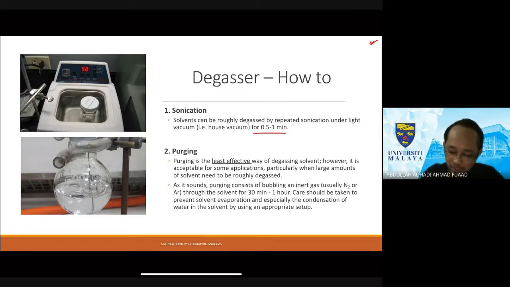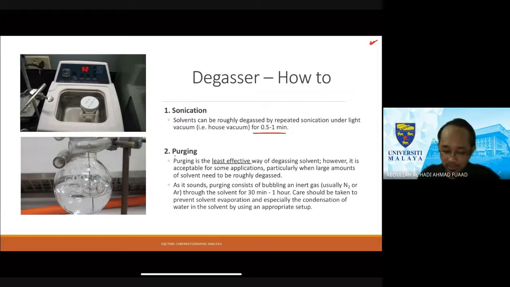Okay, purging is the least efficient way to degas the system. However, it's acceptable for some applications, particularly with large amounts of solvents needed to be roughly degassed. As it sounds, purging consists of bubbling an inert gas, nitrogen or argon or helium, through a solvent for 30 minutes to 1 hour. Care should be taken to prevent solvent evaporation, especially the condensation of water in the solvent, by using an appropriate setup.